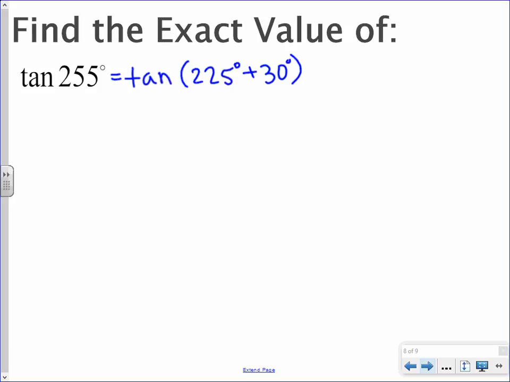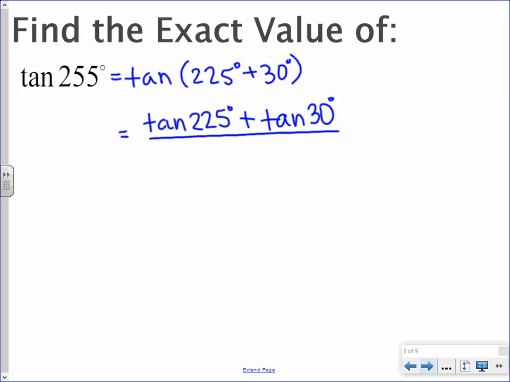This is going to take up a little bit of room, so you'll want to write small. So, the tangent of 225 plus 30. Let's go ahead and apply our sum formula. Our sum formula says we take the tangent of 225 plus the tangent of 30 divided by, our denominator is going to be 1. Now this is subtraction, tangent of u times tangent of v.